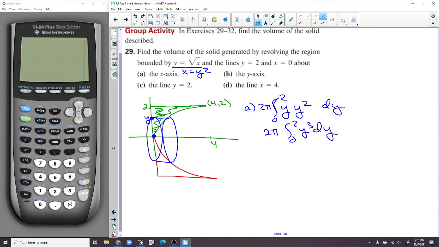Now, you don't have to do this in your homework. I want you to do everything you possibly can with shell method so that we practice this. I don't want you practicing washer or anything else. We've already done that. But let's do this with washer, and we can do it with washer because these are two different functions. We don't have the same function. We're rotating the parabola around, and we're rotating the line around. So this is pi integral from, are these washers stacking up along the y or the x? What do you think?